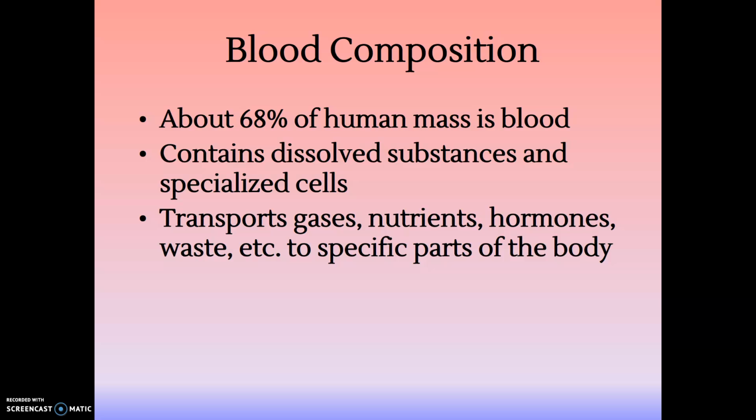So you might be surprised to learn that blood makes up about 68 to 70% of our total body mass. Blood is a liquid that contains a number of dissolved substances and specialized cells. These cells and dissolved substances in our blood help transport what is needed around the body. This includes things like transporting gases, like oxygen, nutrients, hormones, and actually taking waste out of our bodies as well.